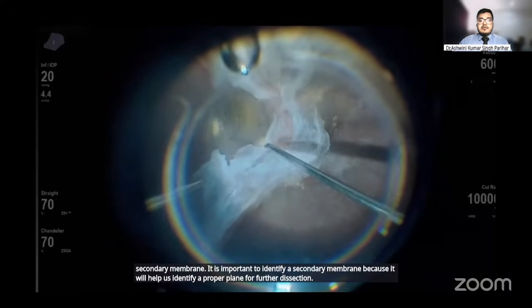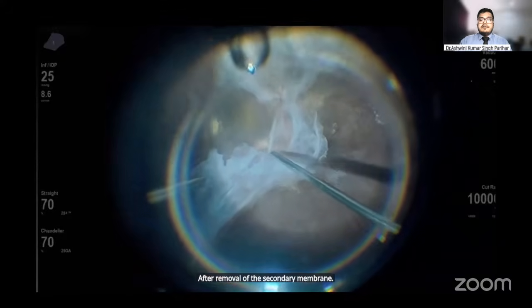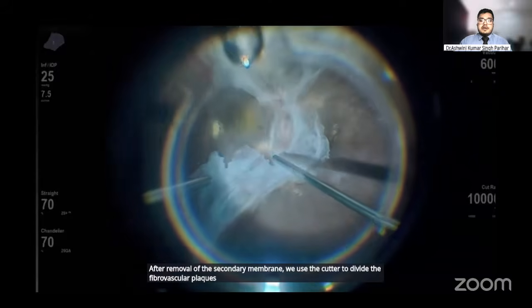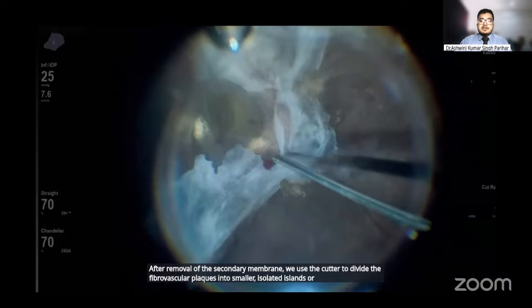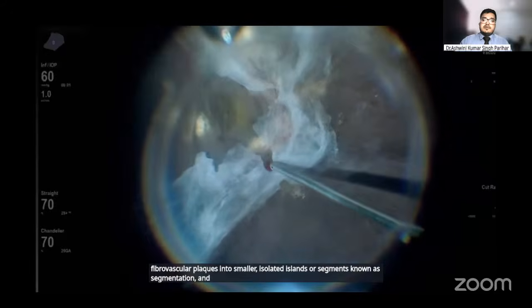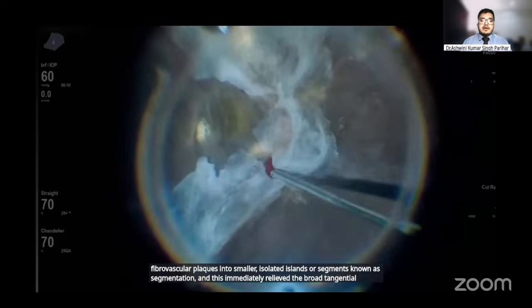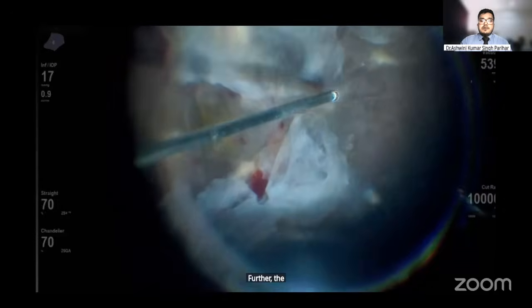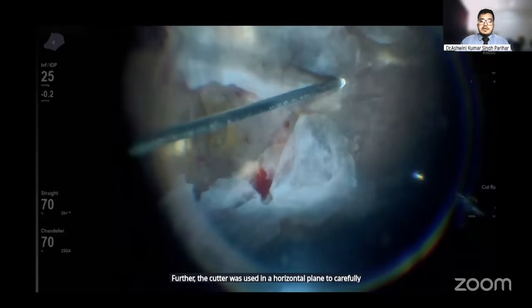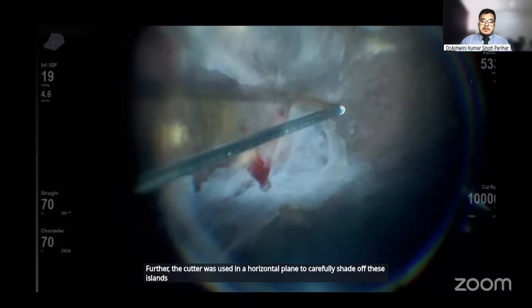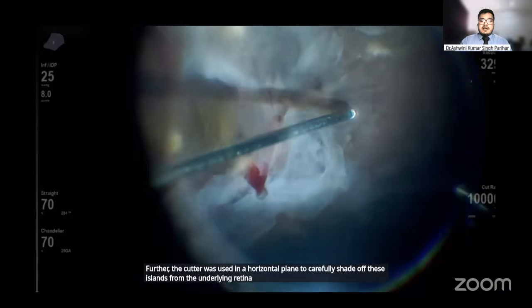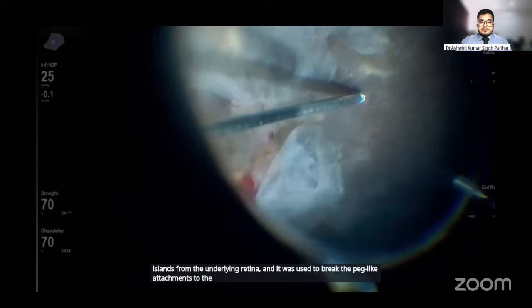After removal of the secondary membrane, we used the cutter to divide the fibrovascular plaques into smaller isolated islands or segments, known as segmentation, and this immediately relieved the broad tangential traction which was pulling across the macular region. Further, the cutter was used in a horizontal plane to carefully shave off these islands from the underlying retina, and it was used to break the peg-like attachments to the retinal vessels.